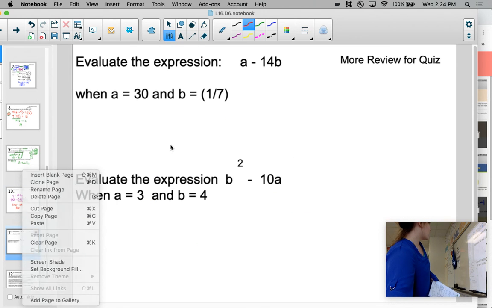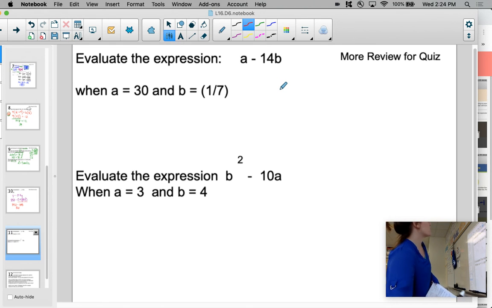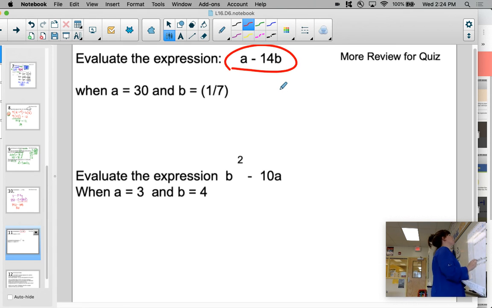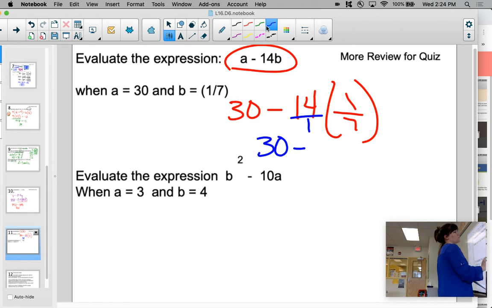You are also going to have two different variables to pluck and plop. So I wanted you to practice that. And this is our first expression. And we had to pluck and plop looking like this: 30 minus 14 times 1/7. Again, you're going to deal with some fractions here. 14 over 1 is the same as 14. So when we do this multiplication, it ends up to be a lovely little 2. And when we subtract, we get 28.